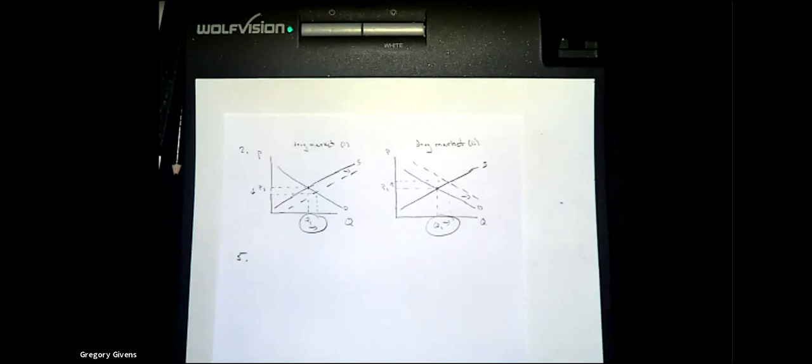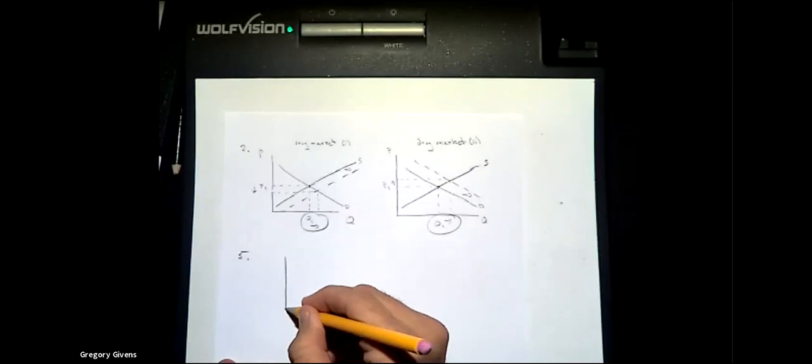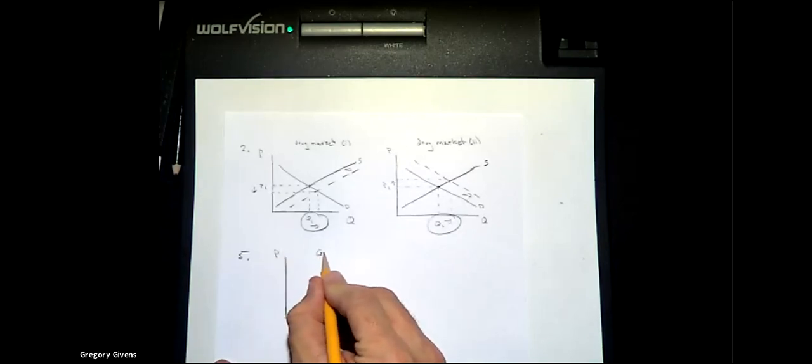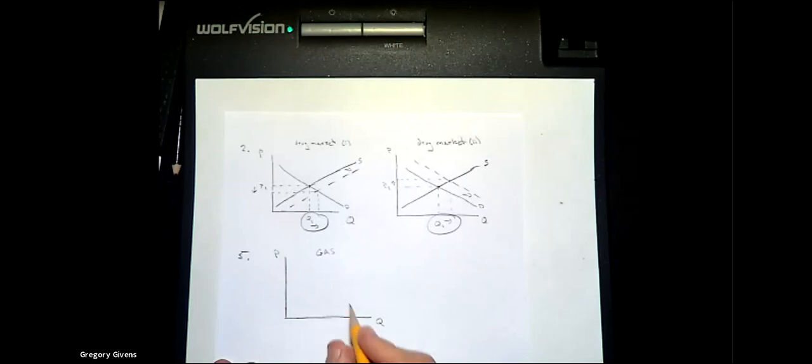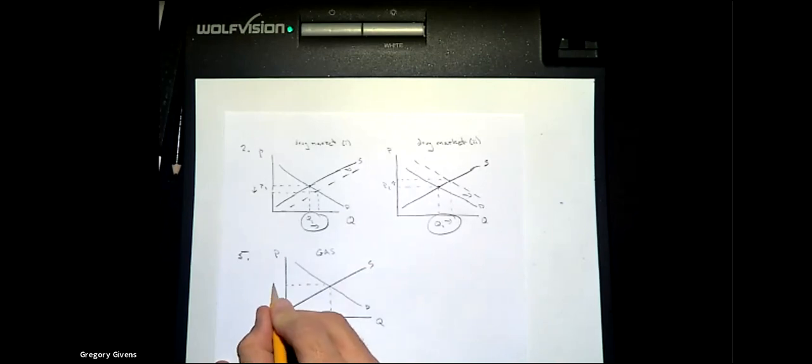Well, you could probably tell me the answer to this without actually constructing a graph, but let me do it anyway. Let's say we have some market for gasoline, downward sloping demand, upward supply, and if everything were working correctly, we would be at some equilibrium price and quantity. Let's call it P1, Q1.